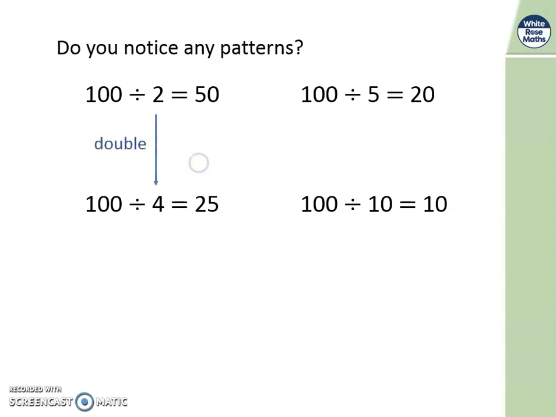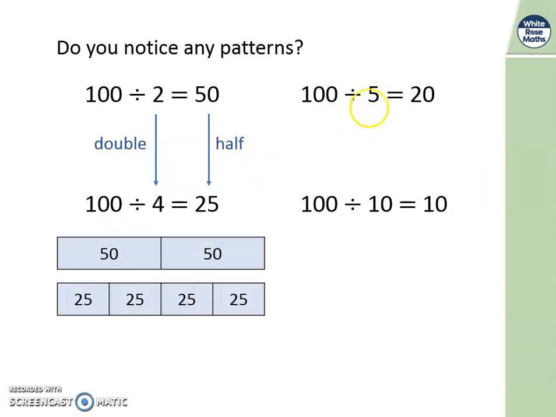Are there any patterns? Well, if I double 2, it makes 4. So I've doubled the amount of parts. What have I done to 50 to get to 25? That's right, I've halved it. What about on this side? Let's have a look. When I take my 100 and halve it, the sizes are 50. But if I split that 50 in half again, so we've divided it into 4 parts, each part is worth 25 now. That's why it works.